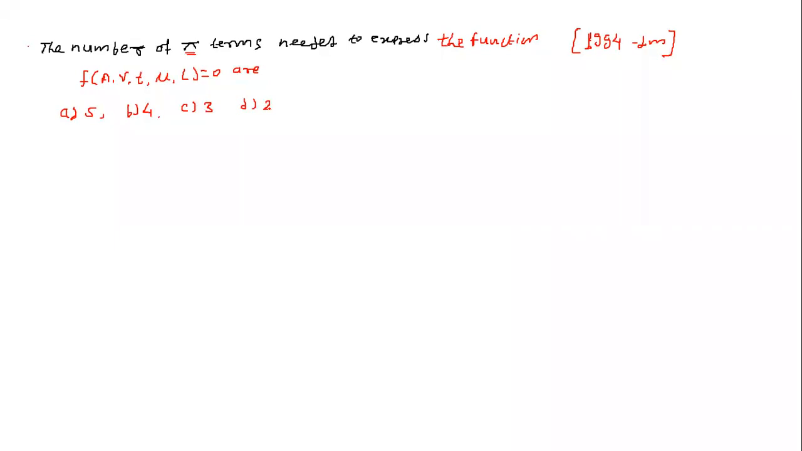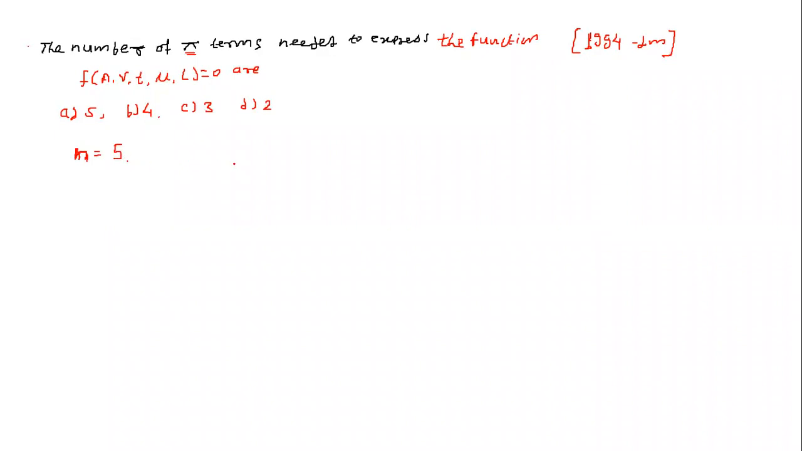How to find out the pi terms? First step is that we have to mark the number of total involved variables here. So I would like to go for the number of variables, small n. How many variables are involved in this particular phenomenon? 5: area, velocity, time, viscosity, and length. So n is equal to 5.